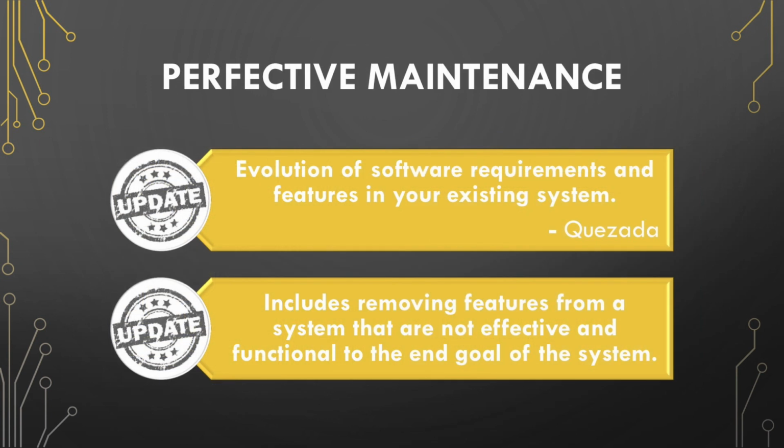The next type of software maintenance that we will discuss is perfective maintenance. Perfective maintenance refers to the evolution of requirements and features in your existing system. As your software is exposed to users, they will think of different ways to expand the system or suggest new features that they would like to see as part of the software. These suggestions in turn can become future enhancements to the software system. Perfective maintenance also includes removing features from a system that are not effective and functional to the end goal of the system.